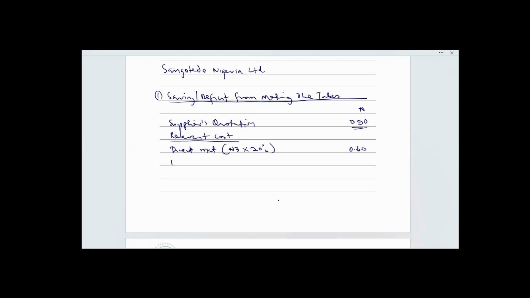I have direct labor. Again, we are told that direct labor will be reduced by 10%. Okay, direct labor and variable overhead will be reduced by 10%. So I will then come here. How much is direct labor? Direct labor is 2 naira. So here is 2 naira multiplied by 10%. So that should be 0.20. Examiner also mentioned that variable overhead will be reduced by 10%.